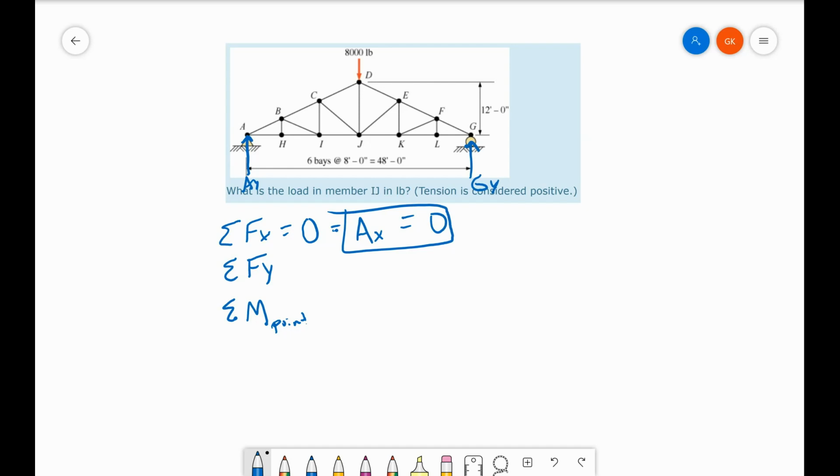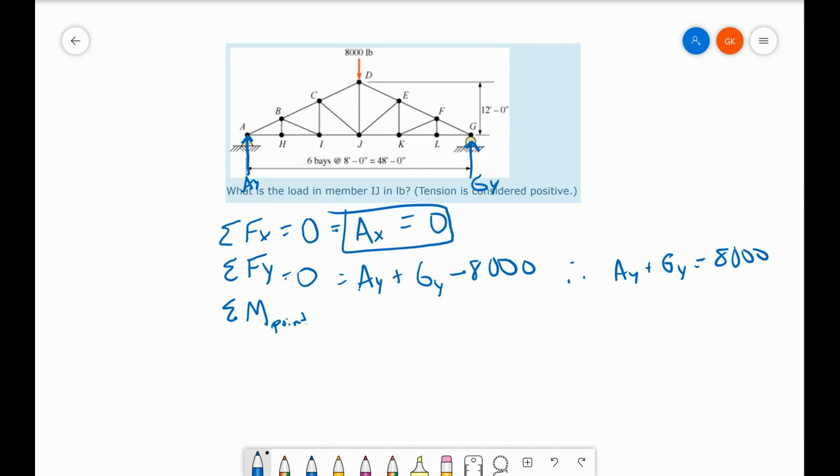The next one I'm going to do, I'm going to go completely blind, so I'm just going to go down the list. The sum of the forces in the y direction is equal to 0. It's going to be equal to AY plus GY minus 8,000. Therefore, AY plus GY is equal to 8,000. If I look at this, sadly, I can't solve that yet. I don't know enough. That's supposed to be a G, not an 8. There we go. And so I'm still stuck.